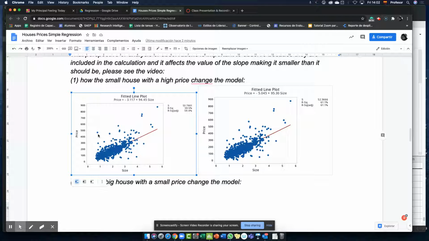In the next video, we're going to be seeing what happens when we have a very big house with a very low price and how it changes the actual value of the slope. So see you in the next video.